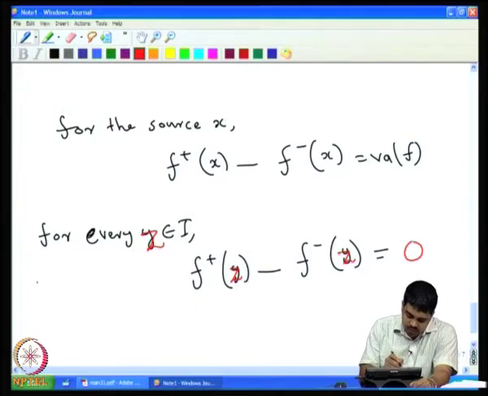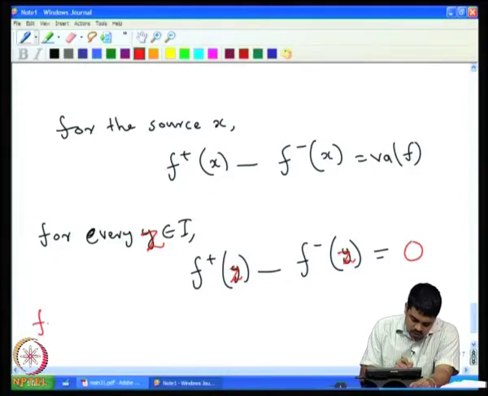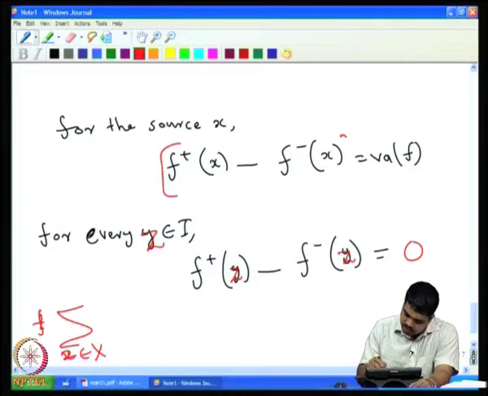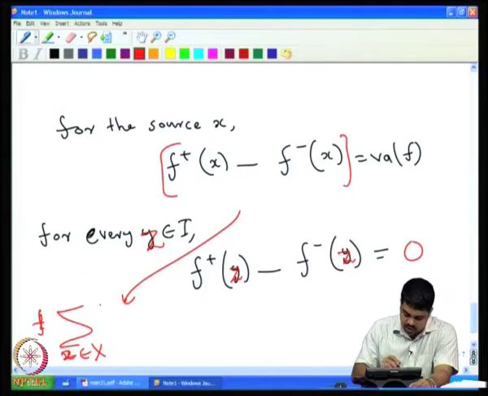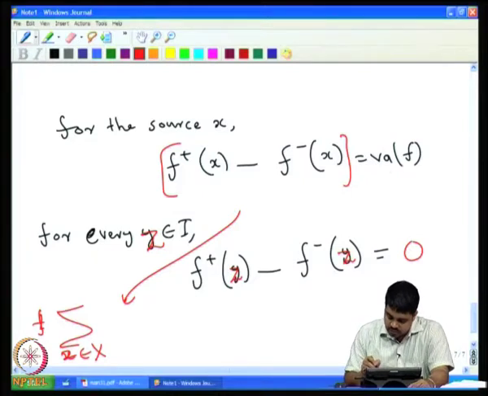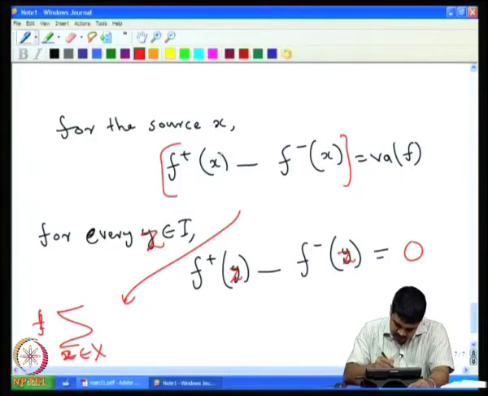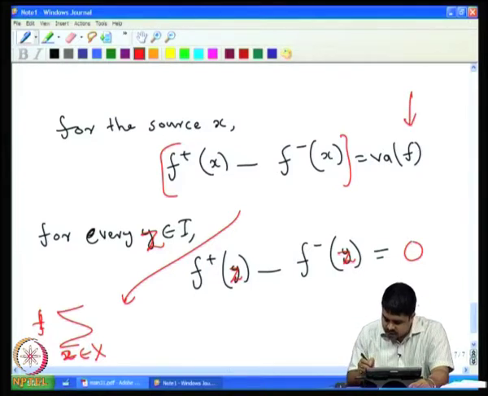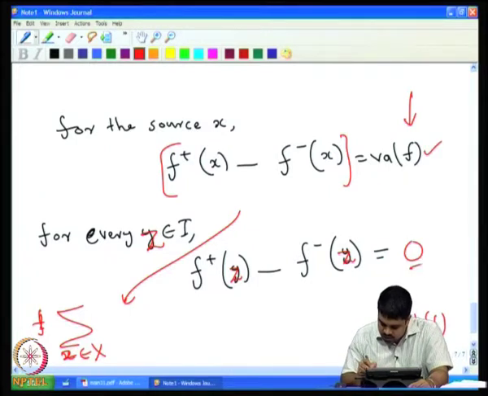So, when you sum up all these equations for all z element of x, what will happen? These equations are summed for all the vertices in the given collection x. The right hand side will sum up to definitely value of f, because only one of them here is non-zero, all others are zeros.